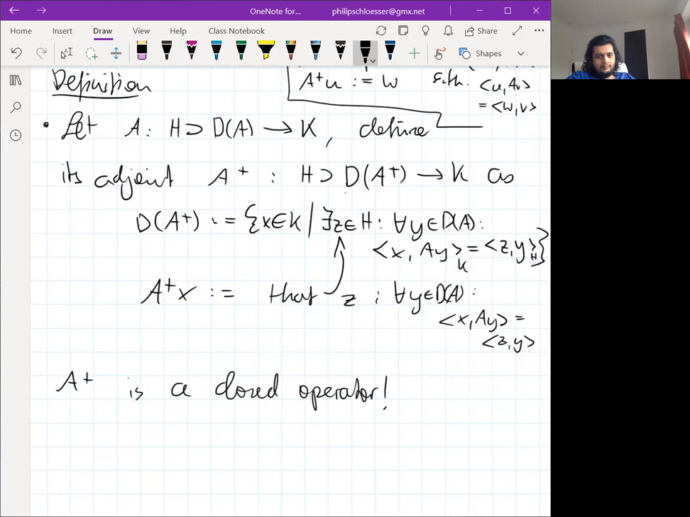Okay, nice. Here's a closed operator. Let's say it goes from K, being a superset of D of A dagger, to H.